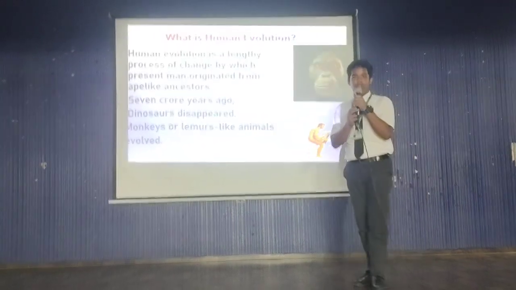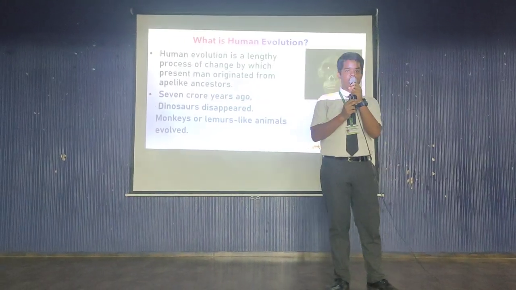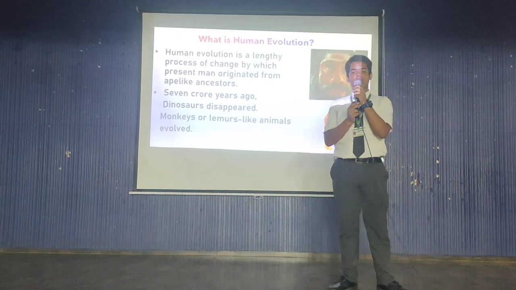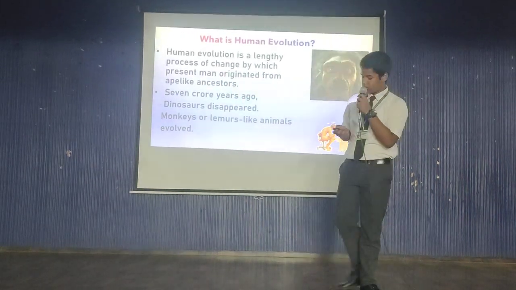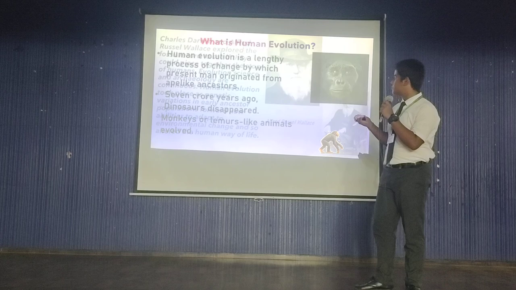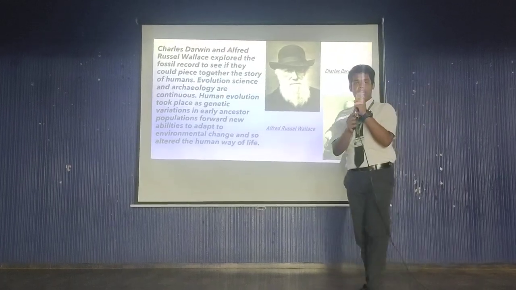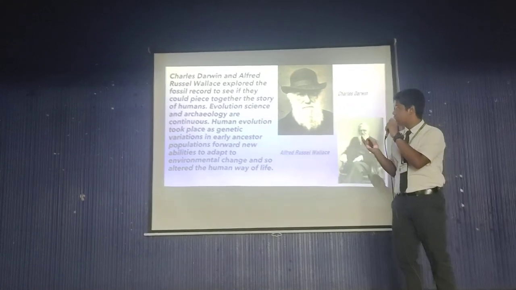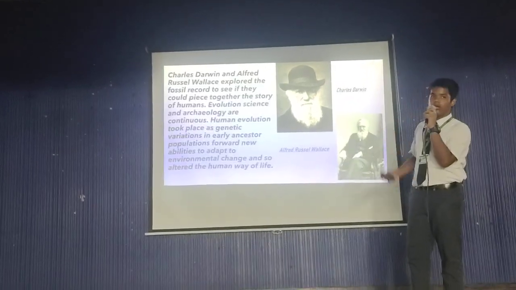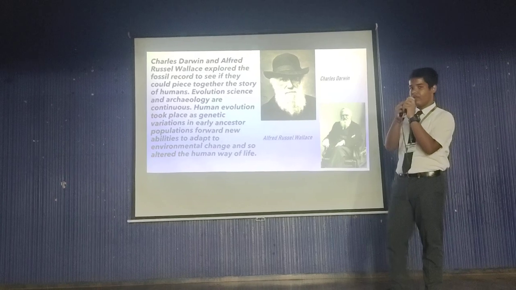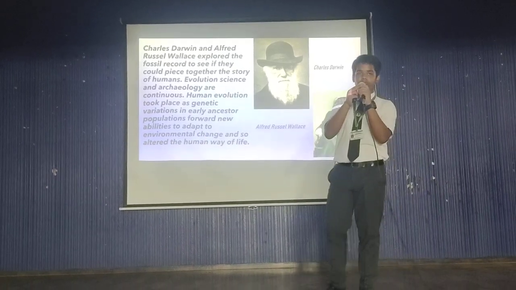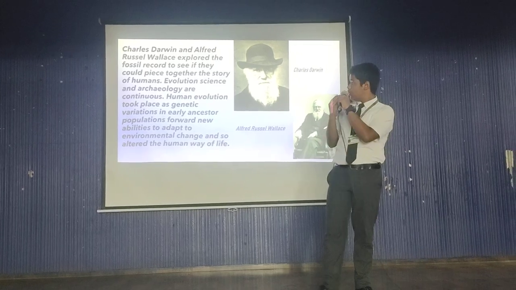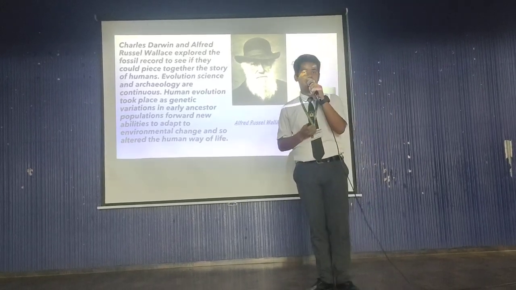Human evolution began on Earth approximately 7 billion years ago, when the dinosaurs disappeared from Earth and animals like lemurs appeared on Earth. Human evolution cannot be studied without the research of Charles Darwin and Alfred Russel Wallace. They were the ones who joined the pieces of human evolution to give us the knowledge of human evolution.